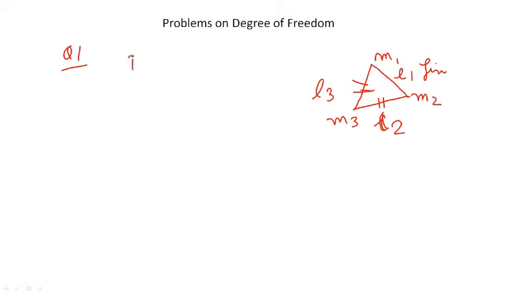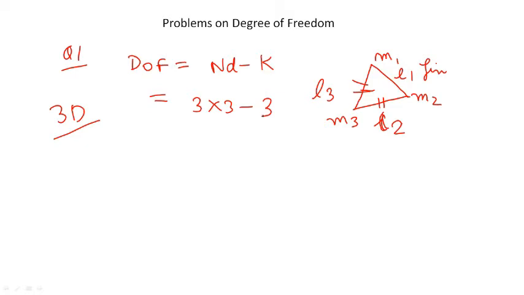So here for the degree of freedom, you know that the formula is nd minus k. Here n is the number of particles, d is the space dimension, and k represents the restrictions. So here the number of particles is 3, and we are considering first the three-dimensional space, so d will be 3. Now the restriction is that the distance between the particles m1, m2, m3 is fixed, so the restrictions are 3, so degree of freedom will be 6.